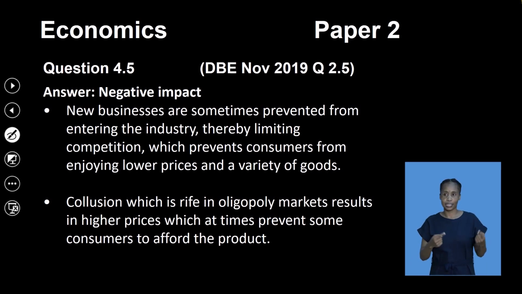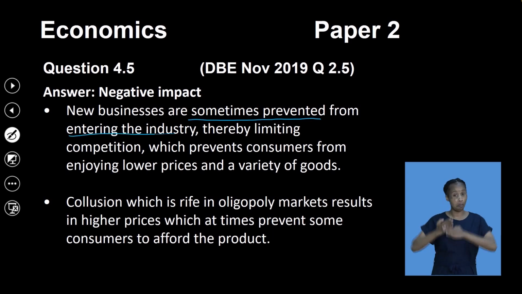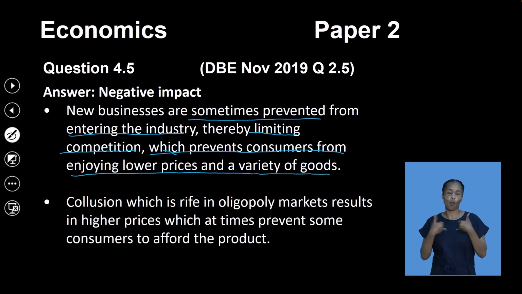It says new businesses sometimes are prevented from entering the industry. Thereby, it limits competition, and it prevents consumers from enjoying lower prices and also a variety of goods and services. So again, as a result of preventing new businesses, there is limited choice for consumers and prices are usually higher. Let's look at the fourth one.